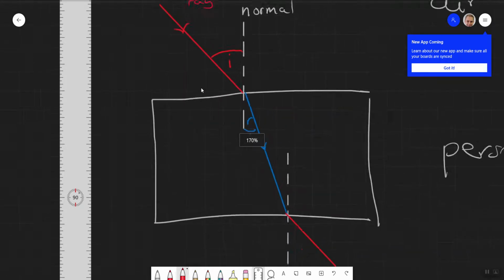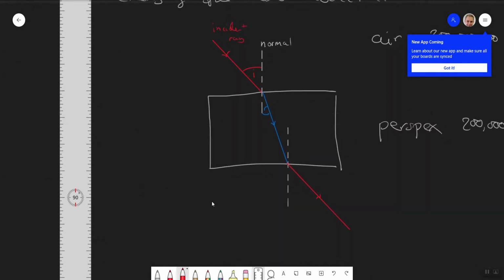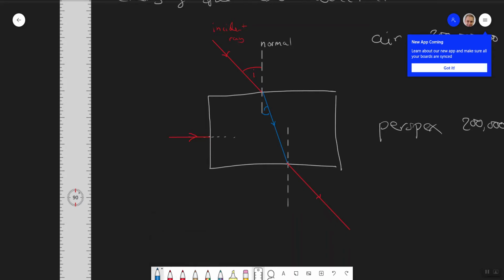Now, there is one very special case, which is what happens if you are already traveling along the normal. So let's say you are going along in this direction. That's a pretty nice straight line. You're already on the normal, because the normal is literally there. In this case, you will still slow down, but you don't change your direction, you just carry on in a straight line. Okay, and so this is refraction.